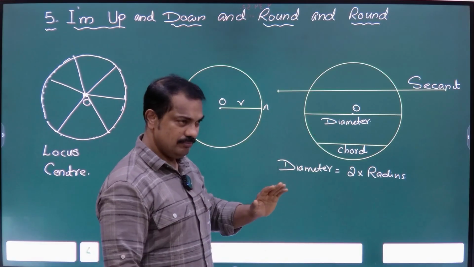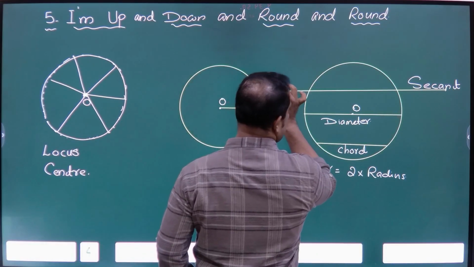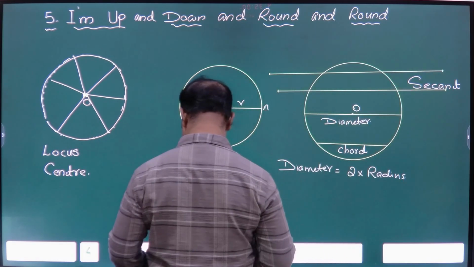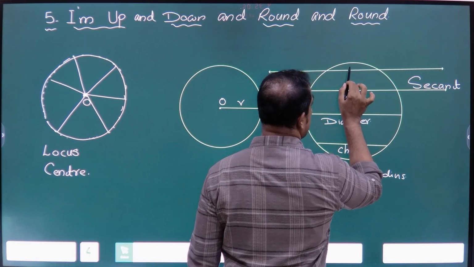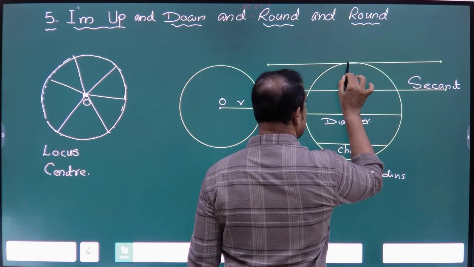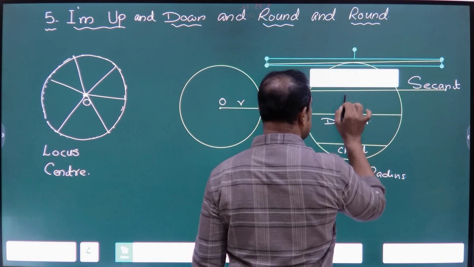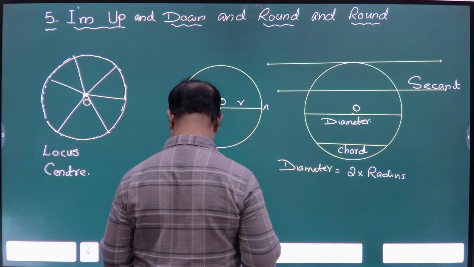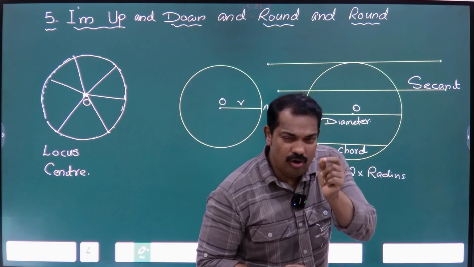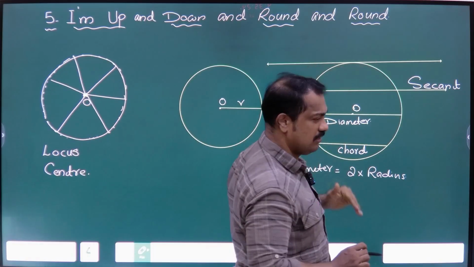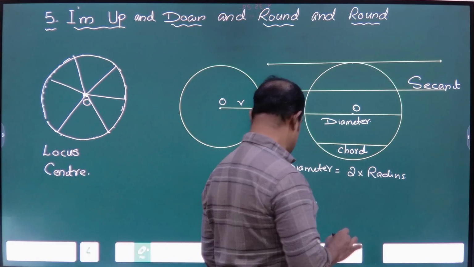Look, I have drawn a secant. This is a secant. Now shift it upward, up and up. Then this secant touches the circle only at one point. Look, it is touching at just this one point. Then it is called tangent.